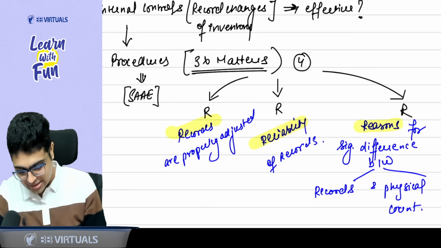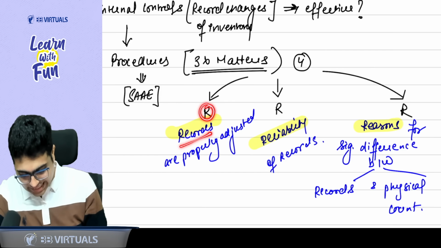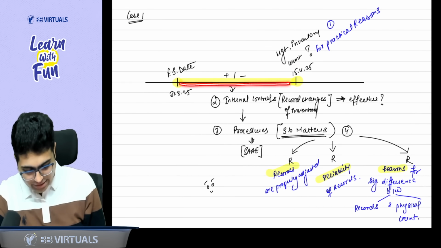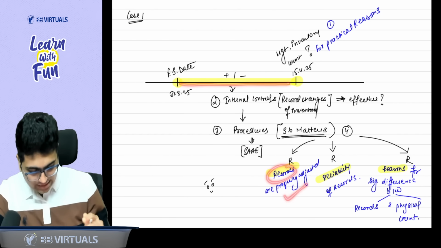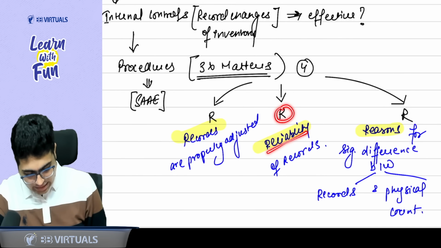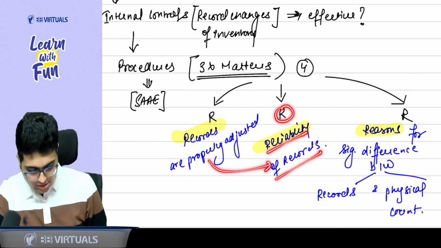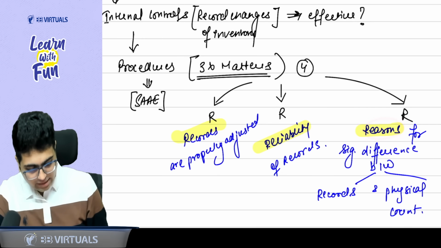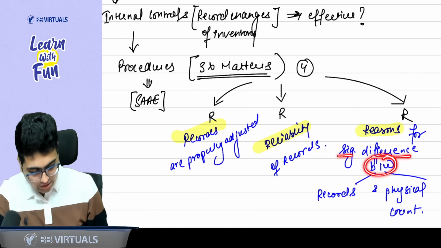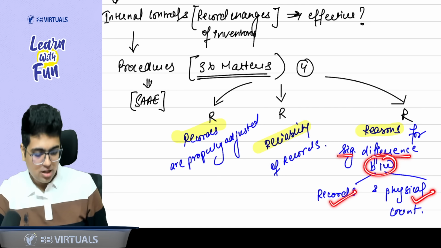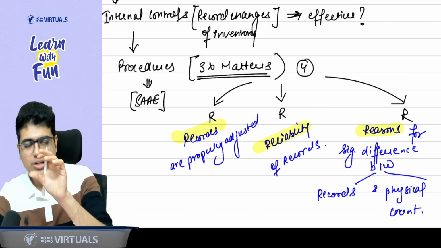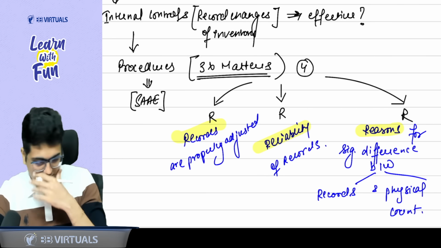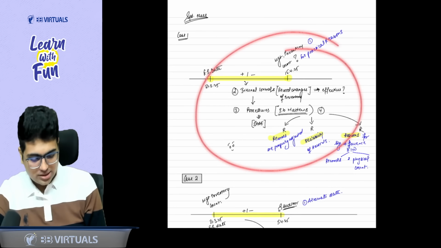RRR means R for records, that the entity's records are properly adjusted. Okay, whatever changes are made, for these changes the records are properly adjusted. Second R means reliability of the records, that these records are reliable, I can trust them. And third R is reasons. Reasons for significant differences between the records and physical count. If there is a difference between the physical count inventory and the inventory mentioned in records, again you need to consider the reasons for the same. So this is how you need to consider case number 1.